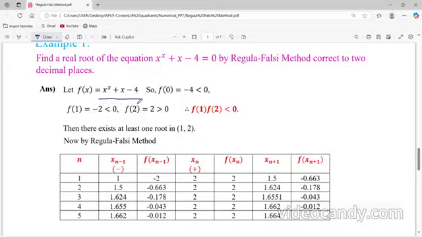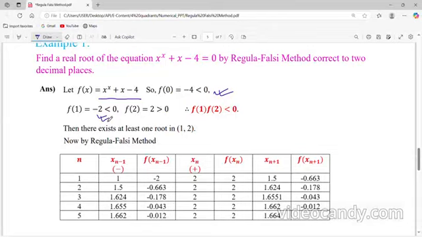Since we are using the Regula Falsi method to find the smallest positive root, we always start from 0. Here f(0) is minus 4, which is less than 0. So we have to find another point of the interval where we get a positive value. Let's put 1. Again we get a negative value, so this is not possible as the interval. So we go for 2, the next point.